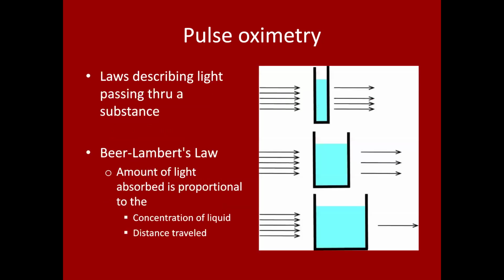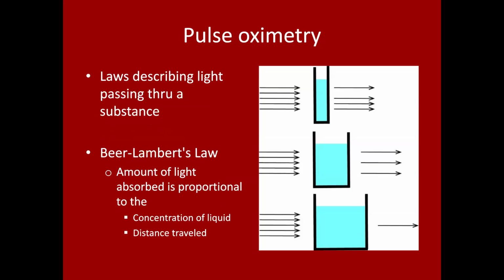hemoglobin in that blood. So this depends upon a pair of laws, which together are known as Beer-Lambert's law, and they describe the characteristics of light passing through a substance. And so in summary, the amount of light that passes through a liquid substance in this case is proportional to the concentration of the liquid and the distance traveled.